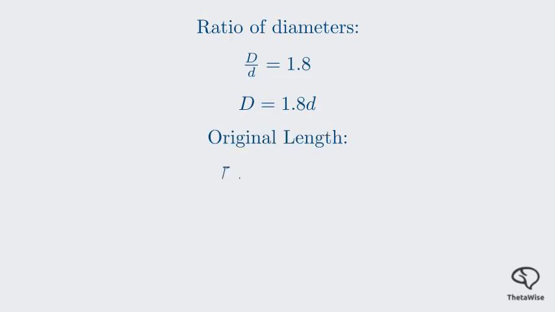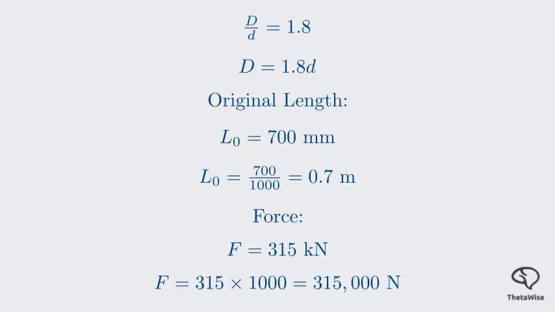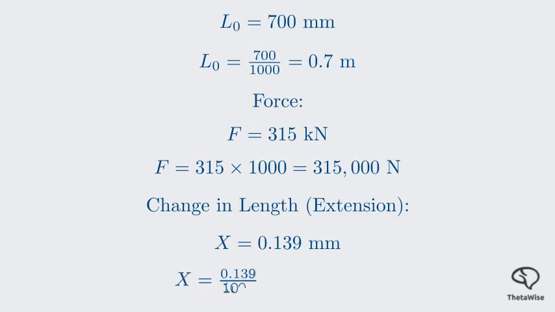The initial length of the pipe, or its original length, L naught, is 700 millimeters. To convert this to meters, we divide by 1,000, which gives us 0.7 meters. The tensile load, F, is 315 kilonewtons. A kilo means 1,000, so this is 315,000 newtons. The increase in length or extension is 0.139 millimeters. We'll represent this as x. Again, we convert to meters by dividing by 1,000, which gives 0.000139 meters.